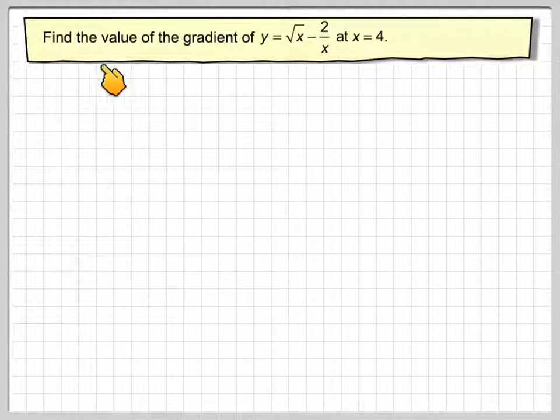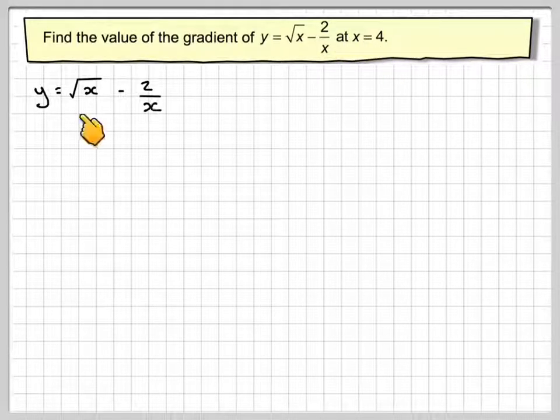Right, in this video we're going to find the value of the gradient of y equals the square root of x minus 2 over x, at x equals 4. So we've got the square root of x minus 2 over x. We're going to have to know some of our rules of indices.